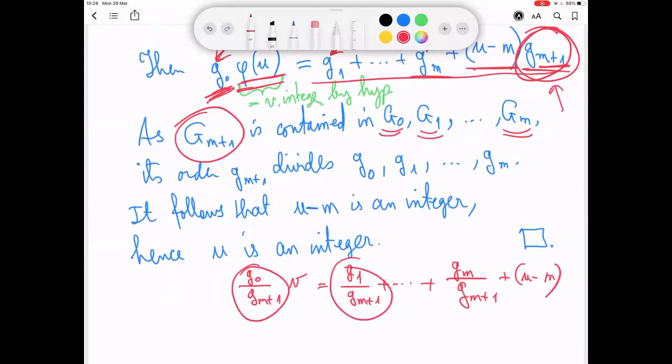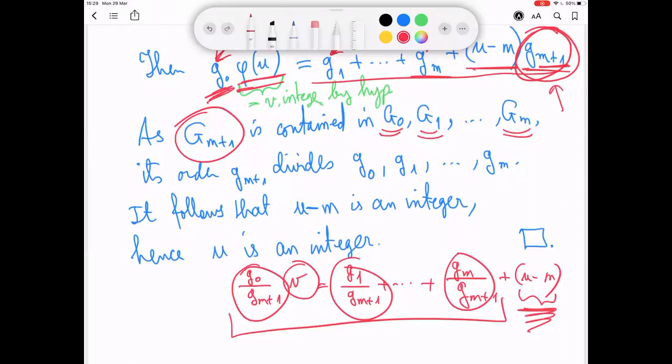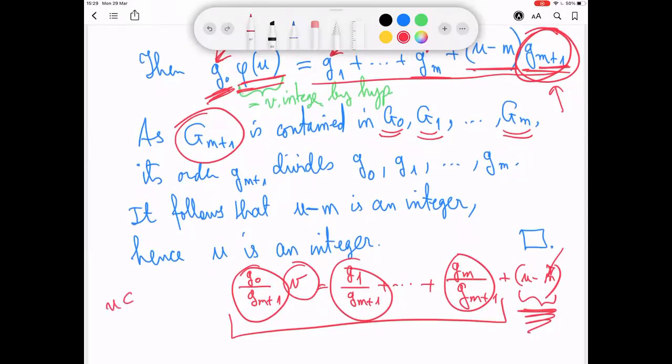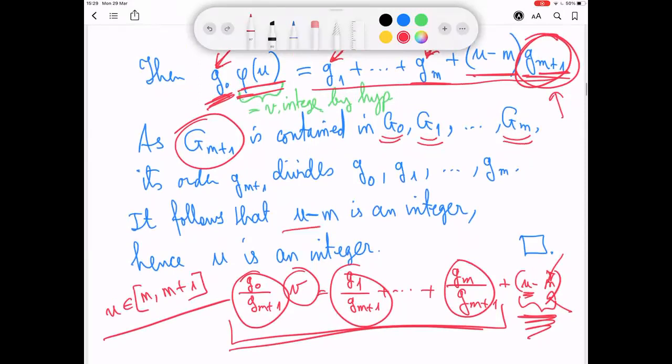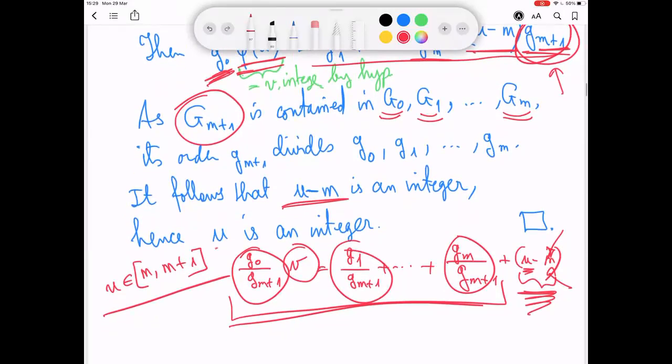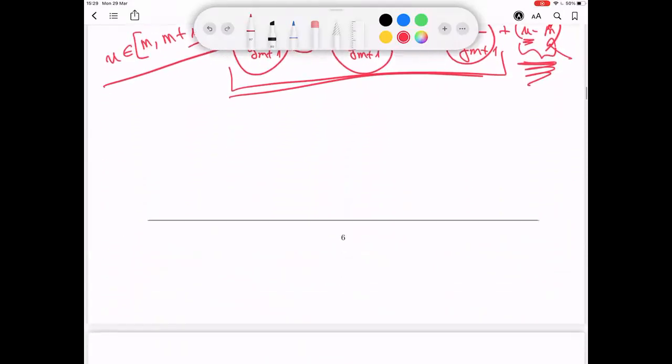Remember, these are all integers. So is this, by hypothesis. So we know that everything except perhaps this last one is an integer. And in the last one, this m is, of course, an integer, because you took your u to be something which lies between the integers m and m plus 1. So all these things are integers. M is an integer, therefore u minus m is an integer, and therefore u is an integer. Okay, so that was a proof.